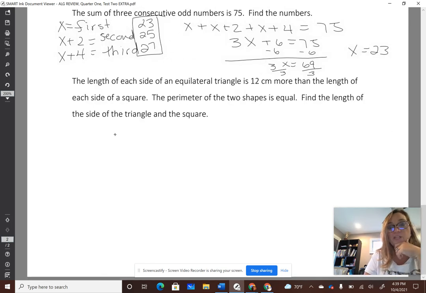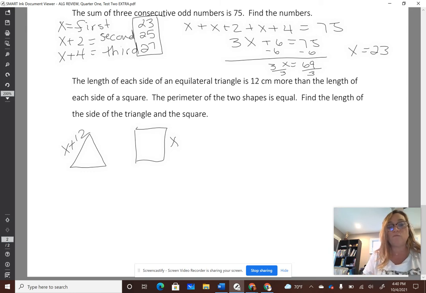Okay, the length of each side of an equilateral triangle is 12 centimeters more than the length of each side of a square. So here's a square. This is x, and this is x plus 12 because it's 12 more. 12 more, add 12. 12 less, subtract 12. I'm going to fill in all the sides. You don't have to, but just for demonstration purposes.